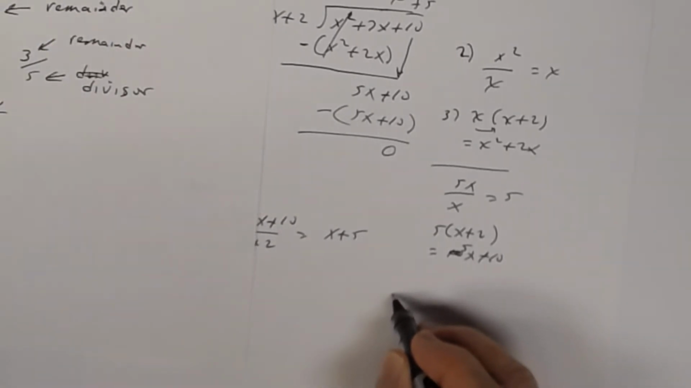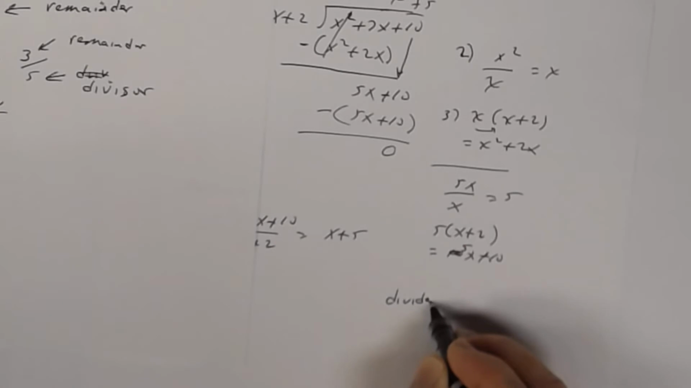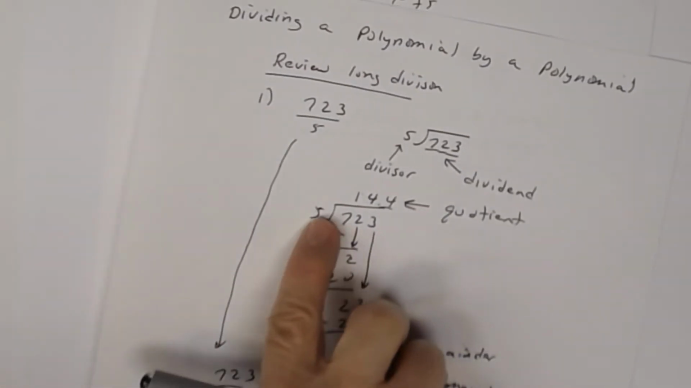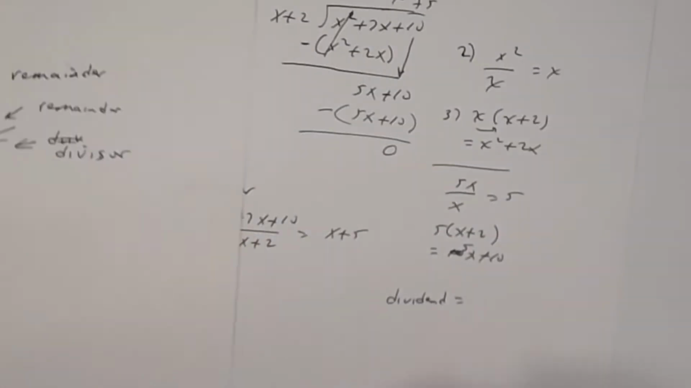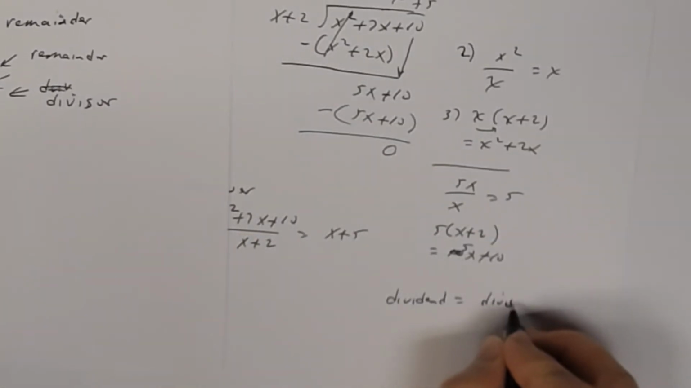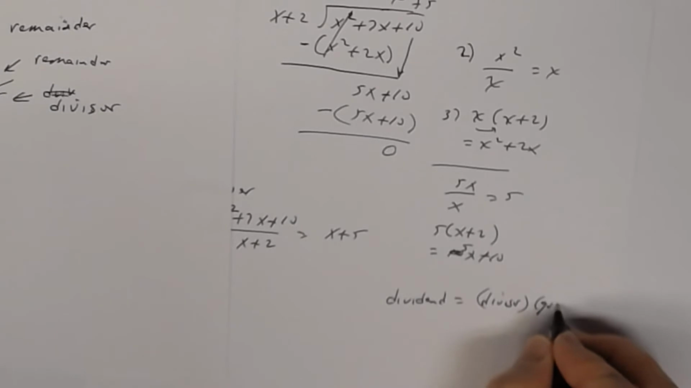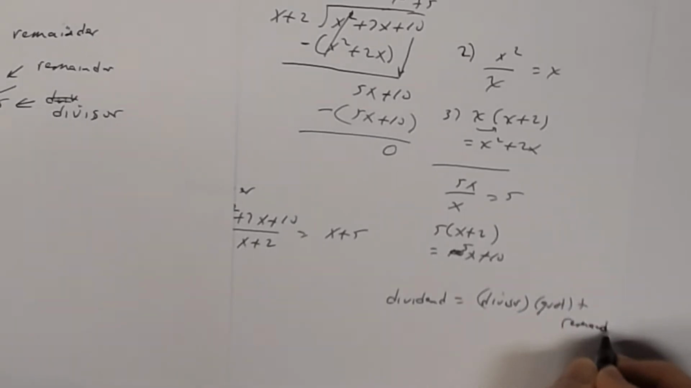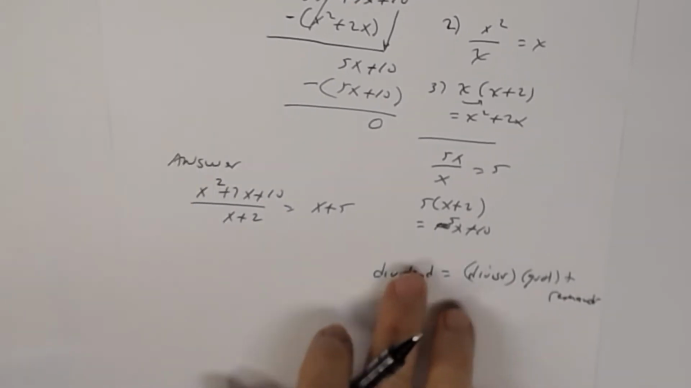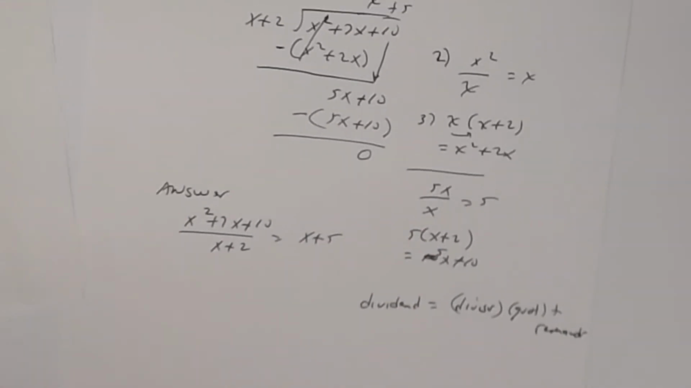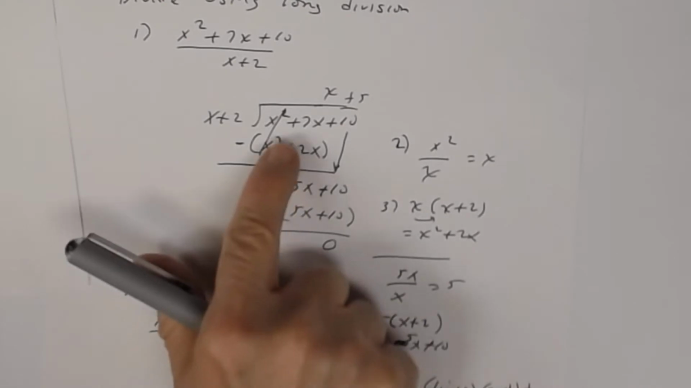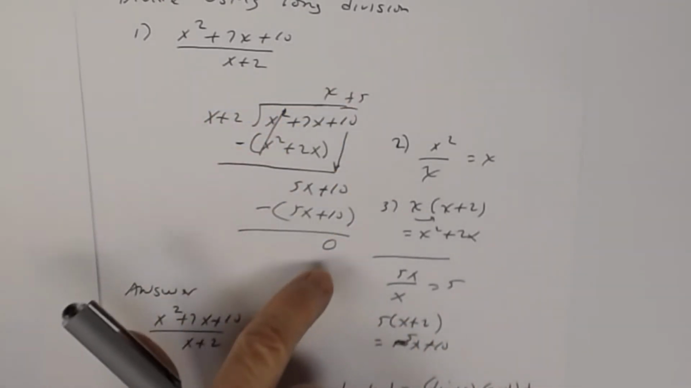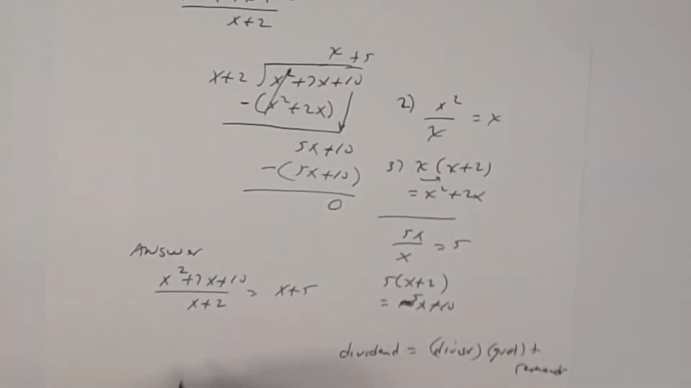So the dividend, 723, will equal the divisor times the quotient, plus the remainder. Okay? So the dividend, right here, the dividend will equal the divisor times the quotient plus remainder. So let's see if that's true. So let's just check this.